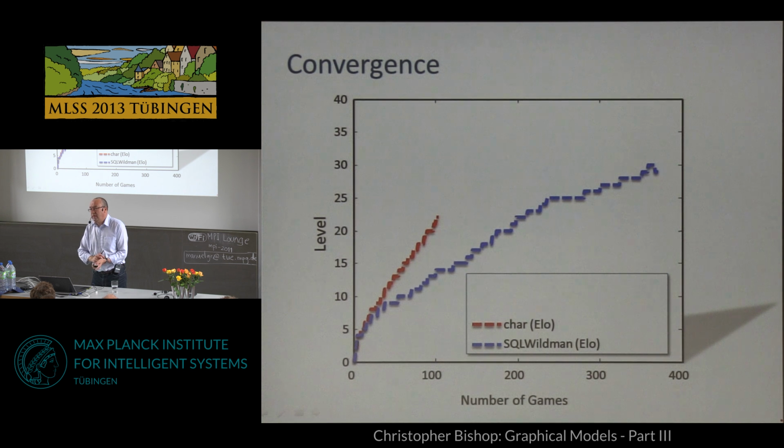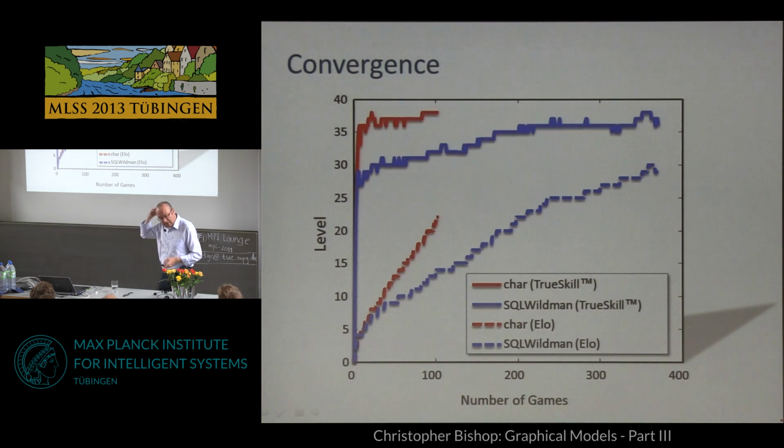Imagine that we now take exactly the same data and we analyze it with TrueSkill. What do we get? We get a very different looking graph. What we see is much more rapid convergence in terms of the number of games played, or in terms of the number of observations.